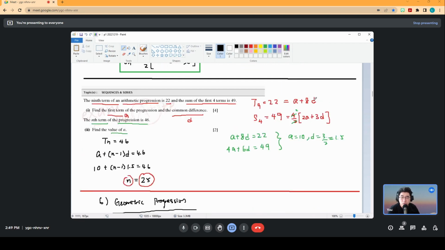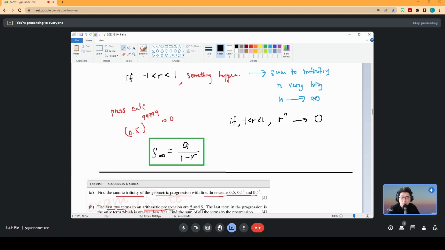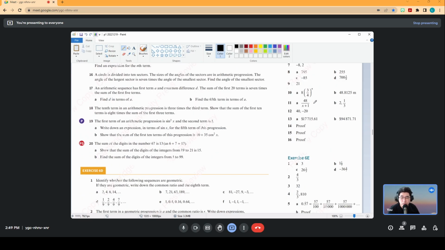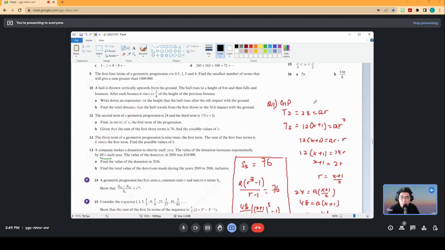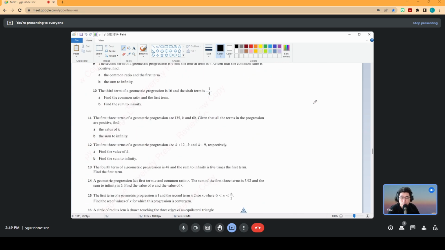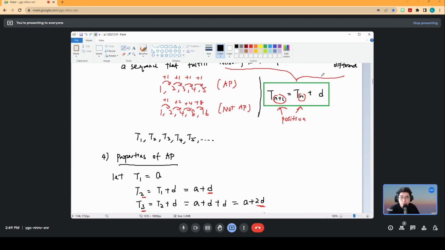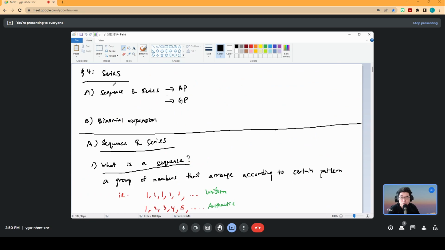As you can see, you have all your exercises here, what you're supposed to do. I hope that you actually do the exercises, from your AP, GP, and your mixed exercise questions. Then today we're going to continue with the second part of this topic, which is binomial expansion.